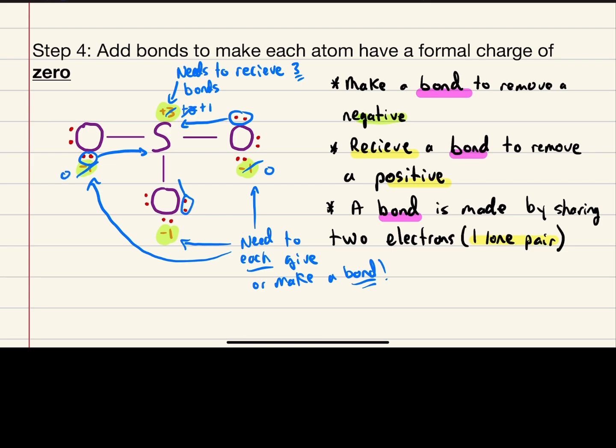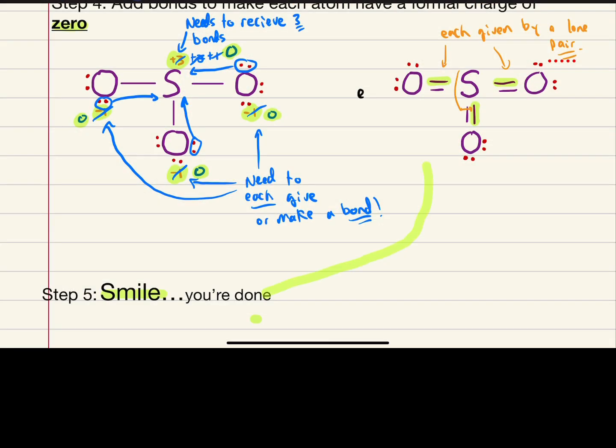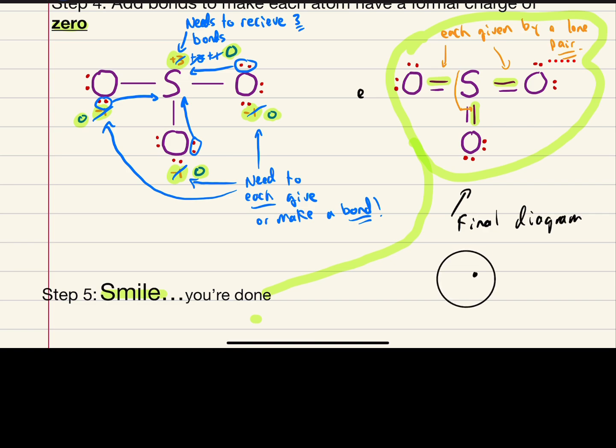Then the one on the left also gives a bond, making the oxygen 0, and then the sulfur a +1. And then the one at the bottom also gives a bond, making that 0. And now sulfur is 0 as well. And so the final Lewis structure is going to have sulfur that is double bonded to each of the oxygens. And one thing I want you guys to see here is that because each oxygen gave a bond away, it used up 2 electrons to give those bonds to the sulfur. Once we have each atom in the compound equal to 0, then we know that we have our final Lewis diagram, and you can smile.